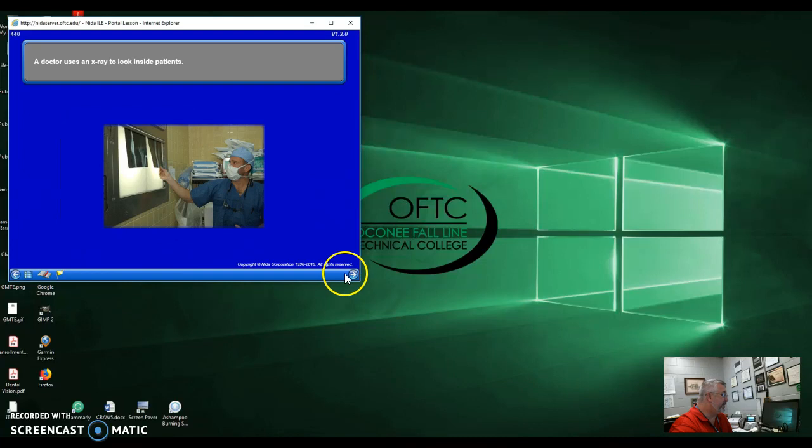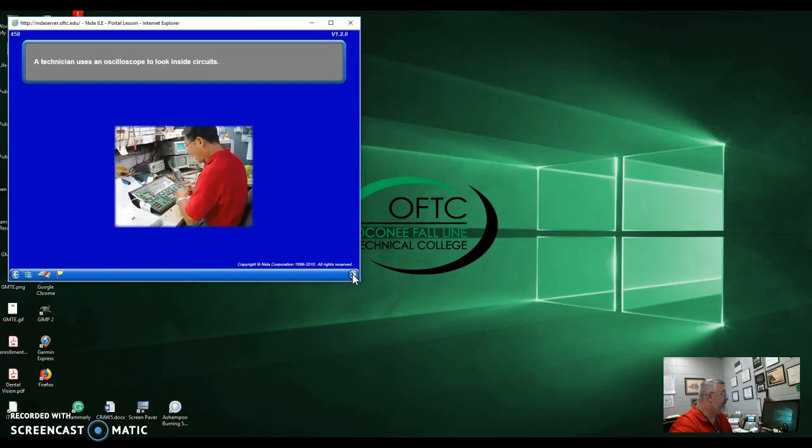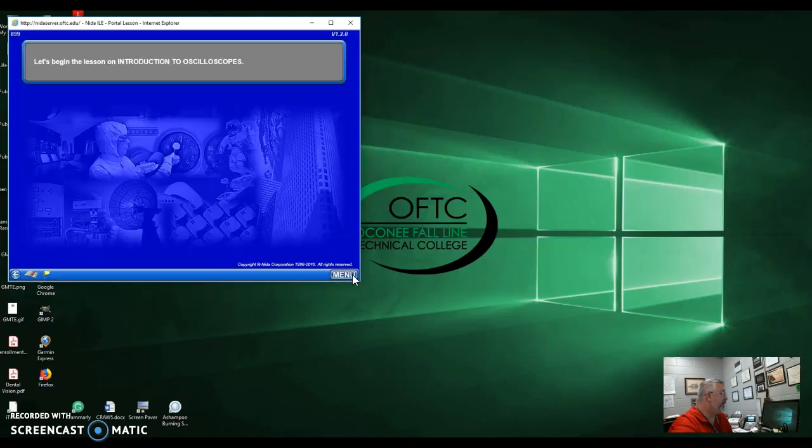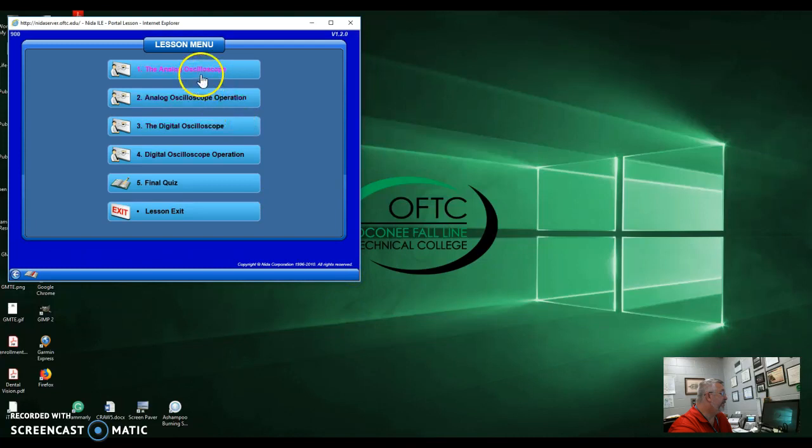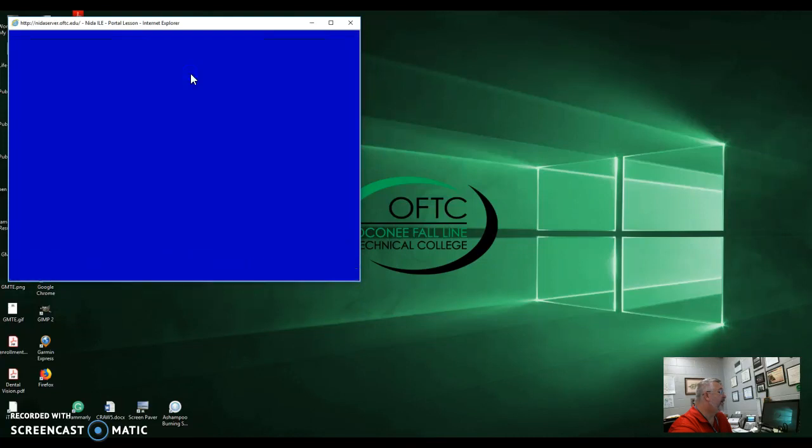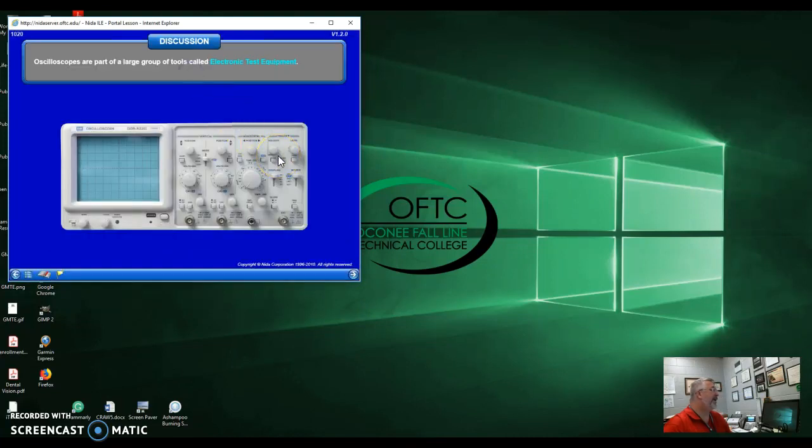So just as a doctor uses x-rays to look inside of a patient, we use this to look at circuits. It can see things that an ordinary handheld digital multimeter cannot. And that's why we use oscilloscopes. We're going to first look at an analog and talk about it. It is a piece of test equipment, and again, it's a measuring device.